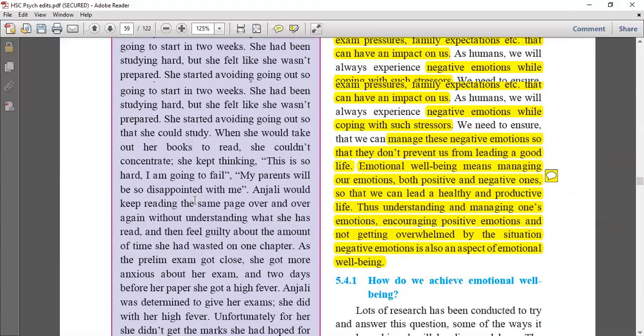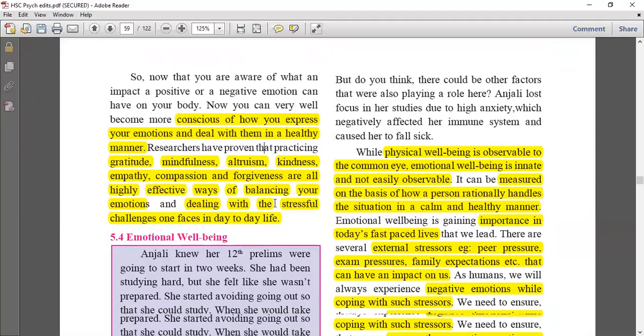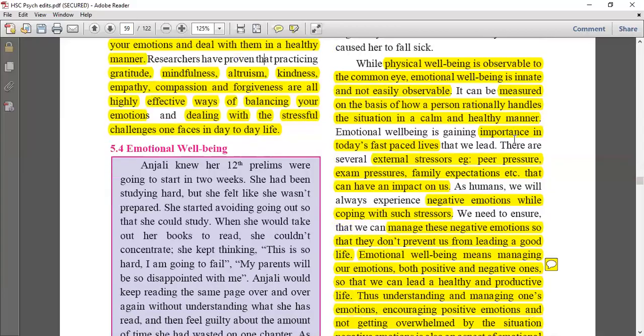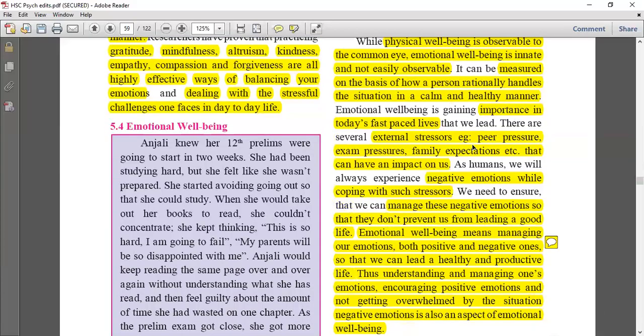Okay, now physical well-being is observable, because if somebody is really fat or somebody is really thin, they also know that okay, I need to work on this. You can clearly see it. Emotional well-being is not very easily observable. A lot of times people say, oh, ये तो theek tha, isko kahan depression tha, mujhe to laga hi nahi. You may not be able to see it very easily, and it can be measured on the basis of how a person rationally handles a situation in a calm and healthy manner.